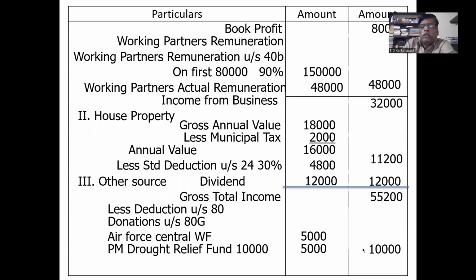Okay, 5,000, 5,000, 10,000 total. You deduct 10,000, then your income is 45,200. 45,200 is the balance. What is this balance? Anyone tell me?